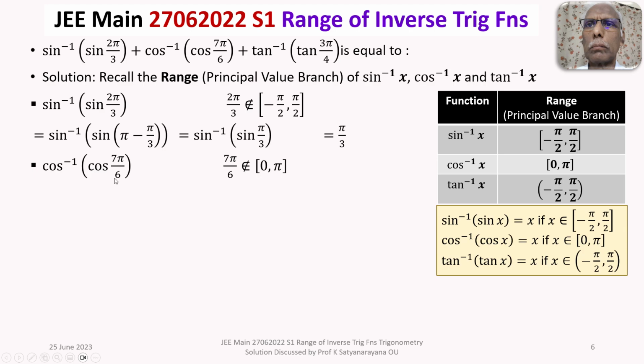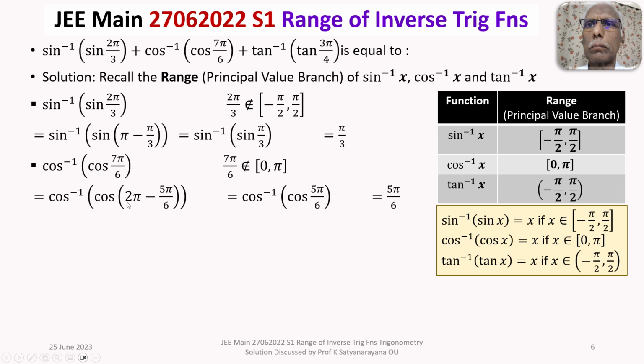And 7 pi by 6, we write it as 2 pi minus 5 pi by 6. So, cos inverse of cos of 2 pi minus 5 pi by 6. Yes. 2 pi minus 5 pi by 6 is 7 pi by 6.